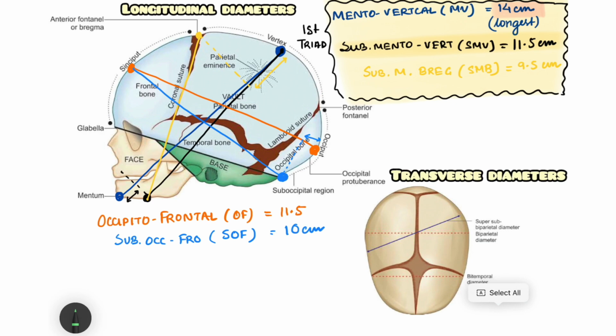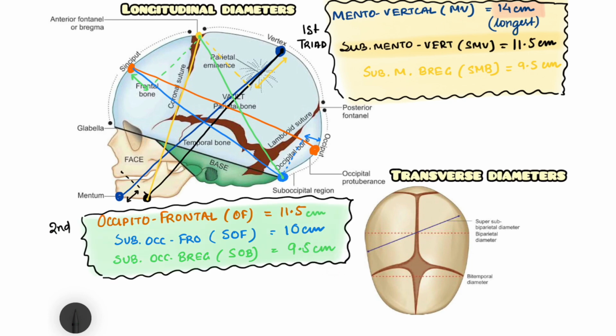Then since we are already at subocciput, we will go from subocciput to bregma now. That is, over here we are at the subocciput, and now we are moving all the way to the bregma, that is the suboccipito-bregmatic diameter. And as you can see, this suboccipito-bregmatic diameter is again smaller than suboccipito-frontal, so it will be 9.5 centimeters. This makes the second triad in fetal skulls. So an easy way to remember: we started with mento, submento, submento, occipito, suboccipito, suboccipito. These are the two triads.